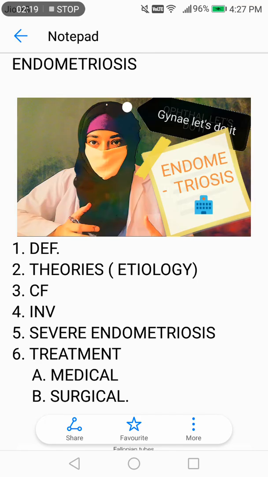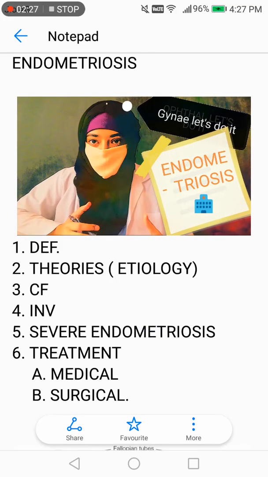So the patient will give a complaint of long-term intake of NSAIDs and painkillers. The severity of dysmenorrhea is directly proportional to the extent of involvement or the depth of involvement. If it is more extensive, spreading bilaterally, ovaries are involved, tubes are involved, pouch of Douglas is involved, the patient will have more dysmenorrhea.